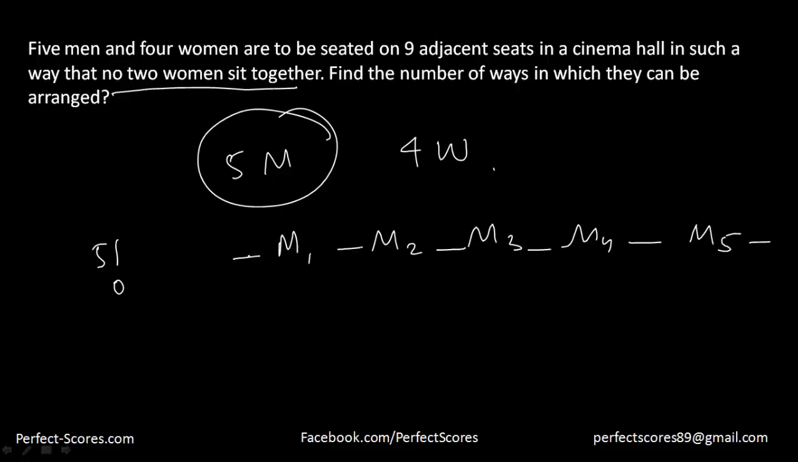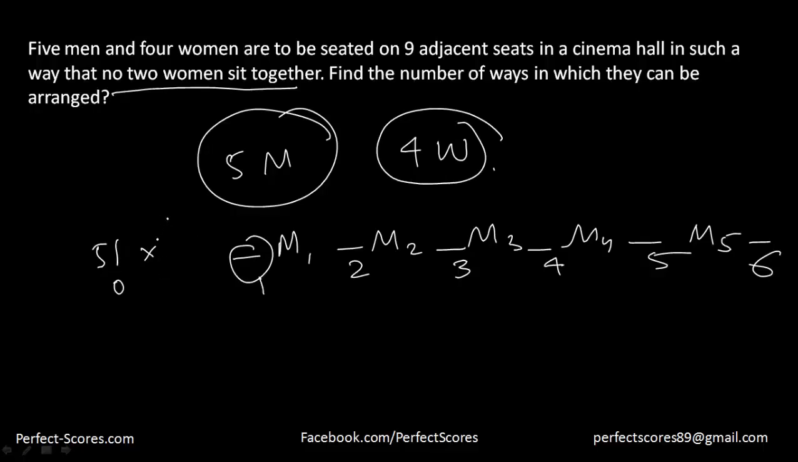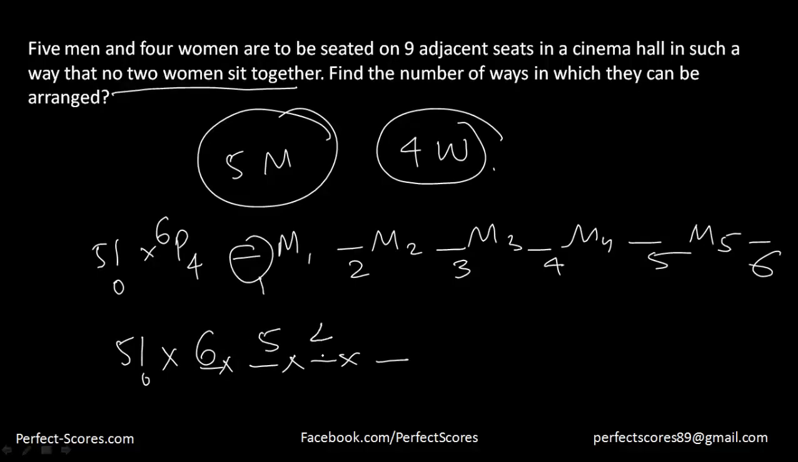So how many spaces do I have? I have 1, 2, 3, 4, 5 and 6 spaces. In these 6 spaces, how many women do I have to fit? I have to fit 4 women. That can be done in 6P4 ways. So my answer is going to be 5 factorial into 6P4. I have 4 slots. In the first slot, the first woman can sit in any of 6 spaces, the second woman in any of 5, the third woman in any of 4, and the fourth in any of 3, which means this over here is going to be my answer.